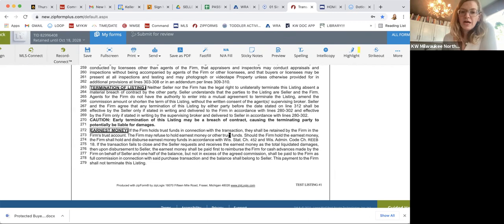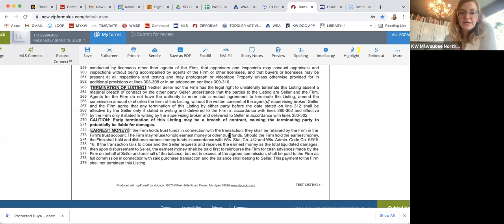Termination of listings. So neither seller nor the firm, and I love this section because it is the most confusing section. Neither seller nor the firm has the legal right to unilaterally terminate this listing absent a material breach of contract by the other party. Seller understands that the parties to this listing are seller and the firm. Agents for the firm do not, again, what I had said before, agents for the firm do not have the authority to enter into a mutual agreement to terminate the listing, must come through Joan or I. Amend the commission amount or shorten the term of this listing contract without the written consent of the supervising broker.